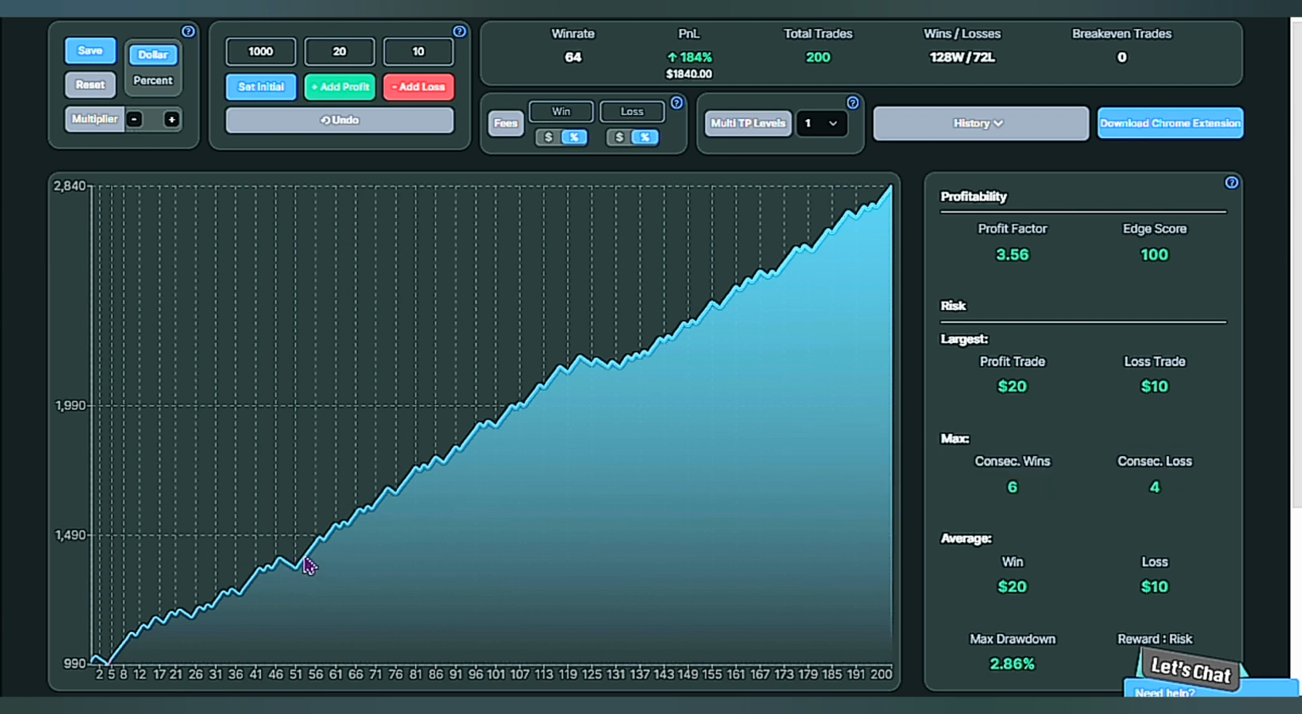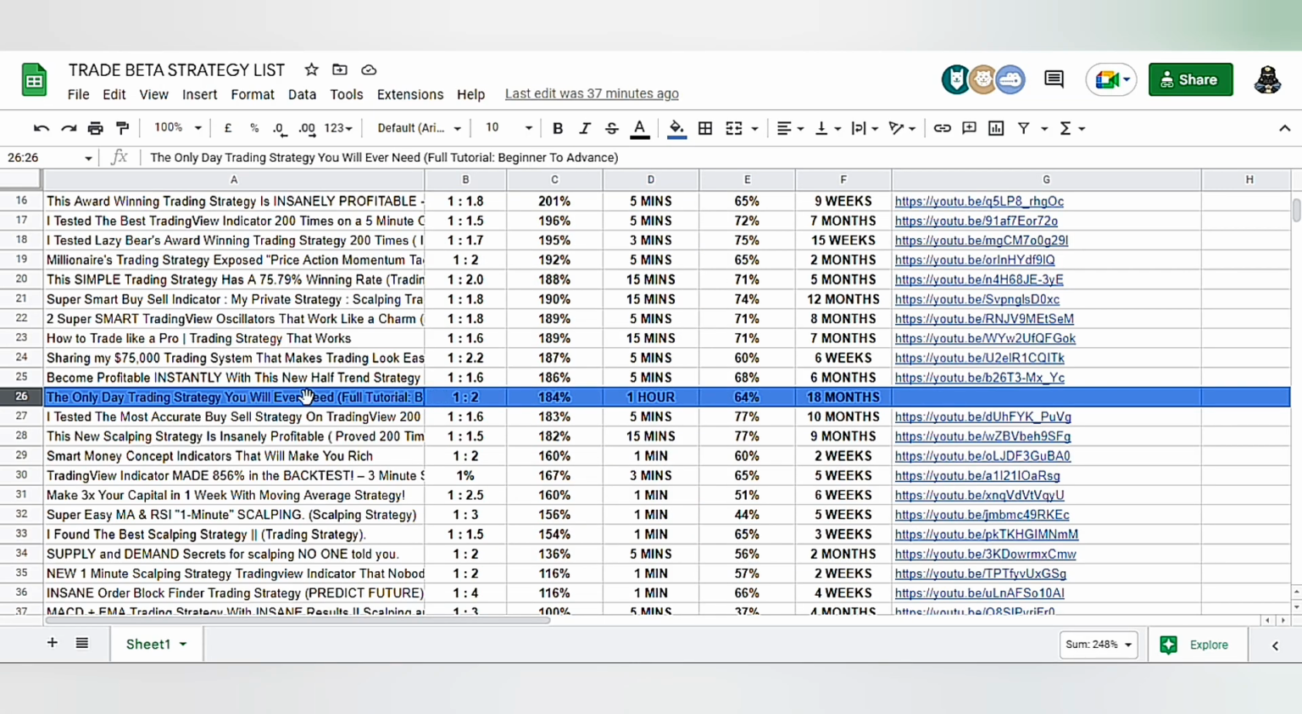Let's now compare the strategy with some other strategy back-tested on this channel. In terms of return on investment, this strategy is really good, although not the most profitable on the channel, as it made incredible return no one ever imagined. 184% return on investment is super amazing, as this tends to be our first 1-hour time frame strategy back-tested on this channel. Most of you asked for a higher time frame strategy, and here it is.